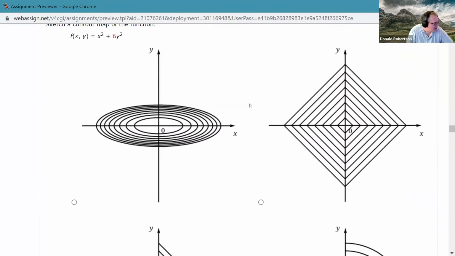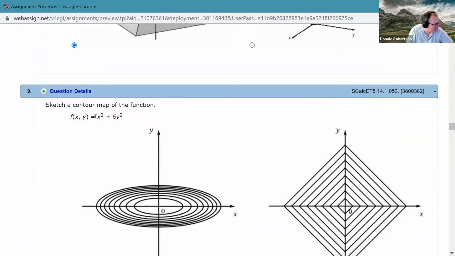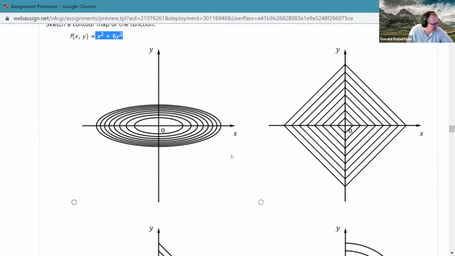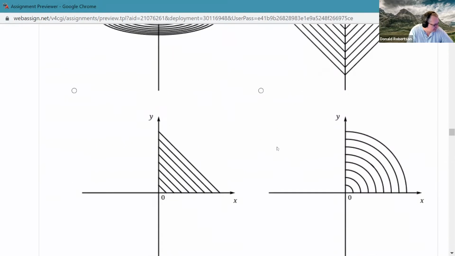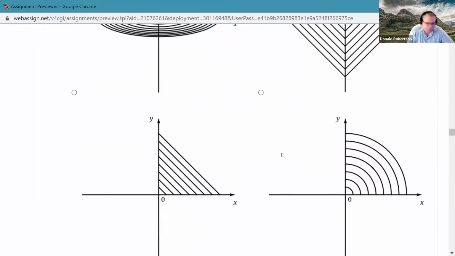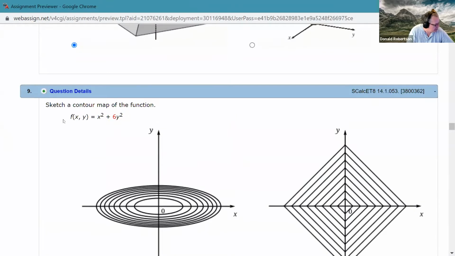Now, what happens when they give you a question like this? So there's no surface, and they ask you to pick which one of these is the correct contour map. So what you need to do is you take this and you put it into GeoGebra, and GeoGebra is a big thing today.